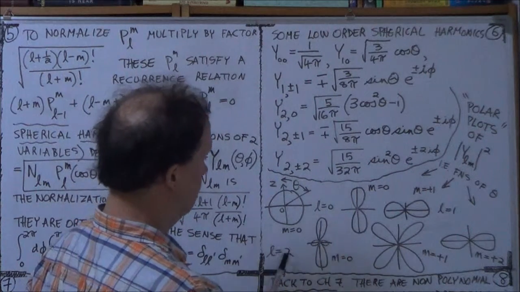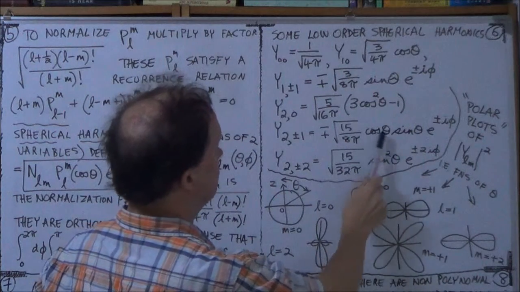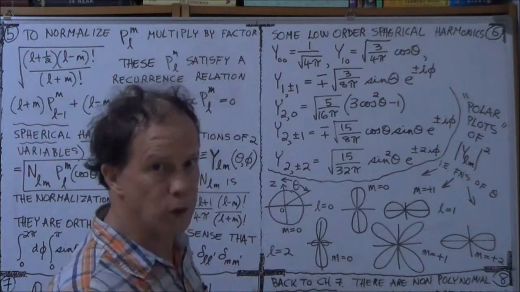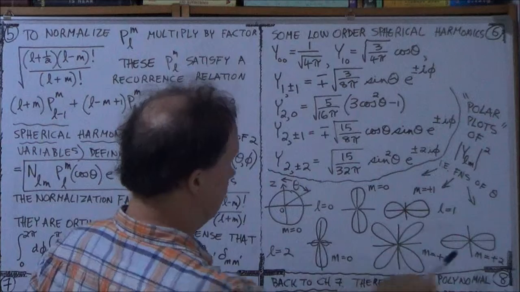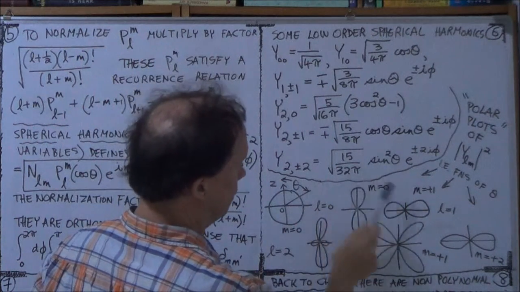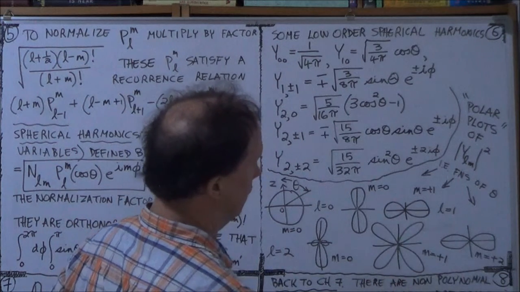And if L is 2 and m is plus 1, now you get this cos theta sine theta stuff, and it looks like a four-leaf clover now. And if L is 2 and m is 2, you get this kind of stuff. It looks somewhat similar to this.